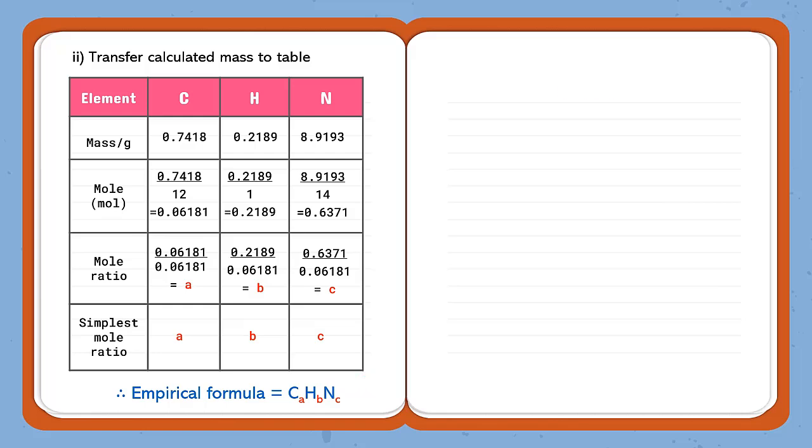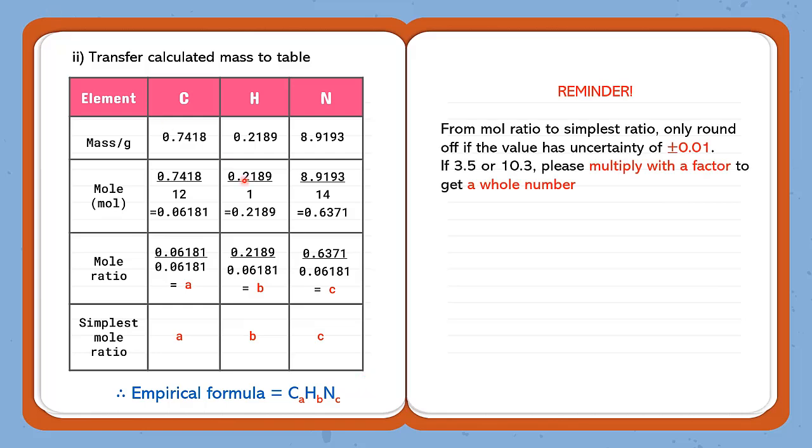As a reminder, just now we assumed we got a whole number, or closest to whole number with uncertainty of plus minus 0.01. If, let's say, you get a value of 3.5 or 10.3, which is way bigger than 0.01, never round off the value. Instead, multiply with only one factor to the whole row so that they will give you whole numbers.